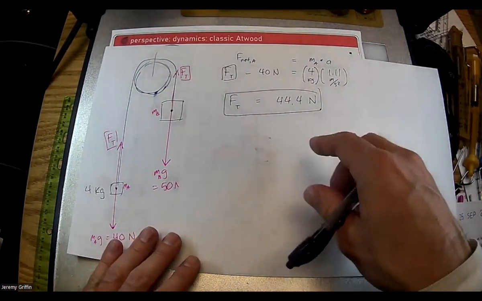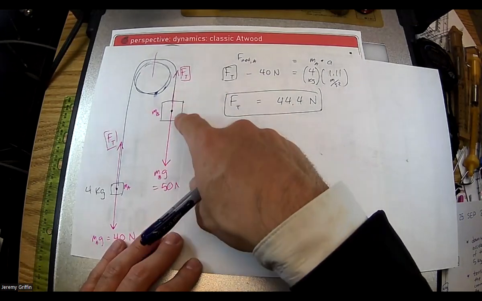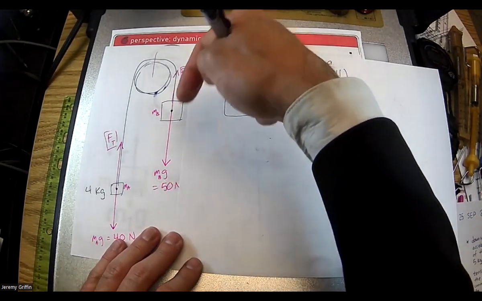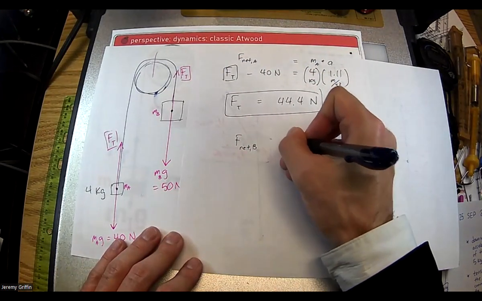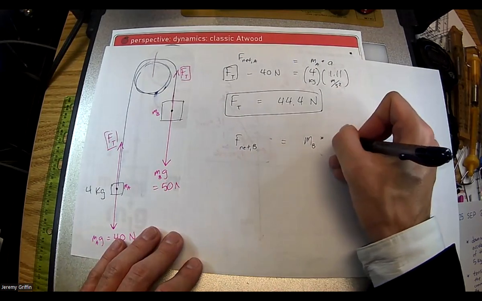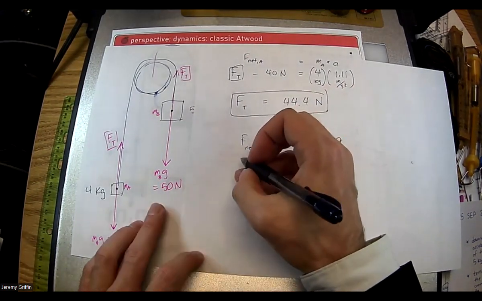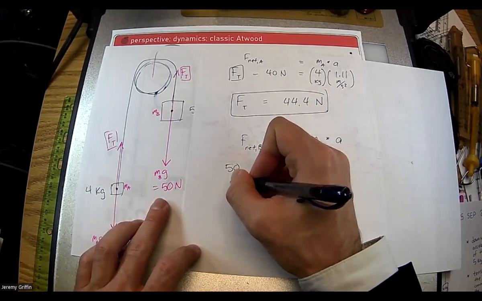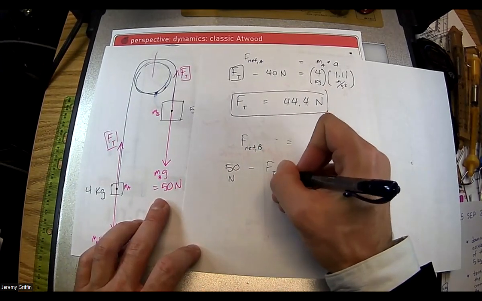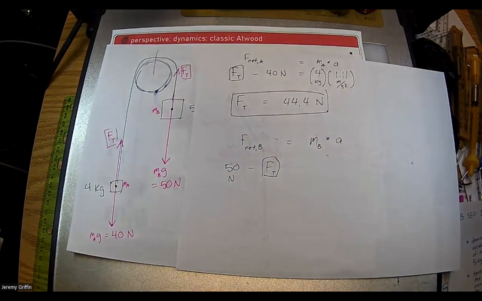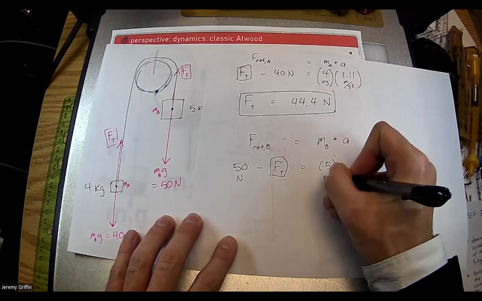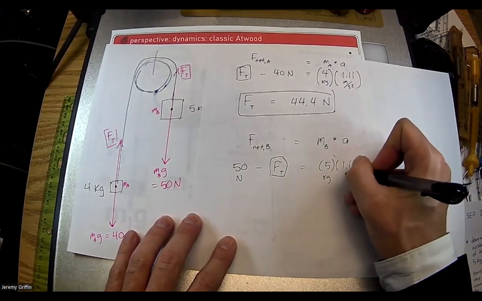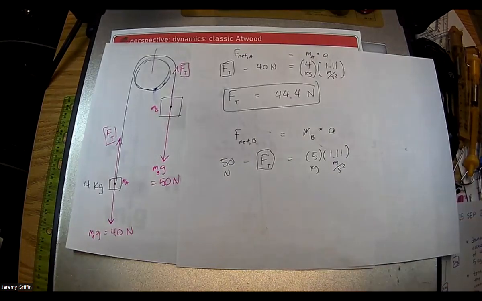Okay. Or I could have gotten that also by looking at block B. Now, for block B, maybe I'll change the definition of what's positive. Maybe I'll call it down positive this time. So the net force on block B could be mass B times its acceleration. Net force on B is, well, I got 50 newtons acting downward in the direction it wants to accelerate, minus the tension force holding it back. There's your net force. That's going to drive this 5 kilogram block also at 1.11 meters per second squared. It's like 1.11111, a string of ones.